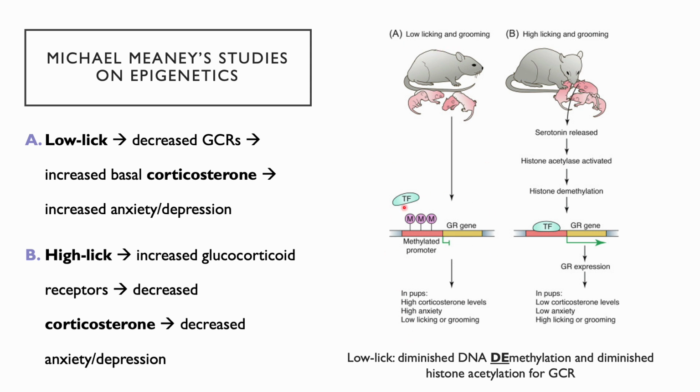Here in image A, in the low licking moms, we can see that methyl groups were added. This methylated promoter region of the glucocorticoid receptor gene decreased the expression of glucocorticoid receptors. So these low licking moms had diminished DNA demethylation and diminished histone acetylation for glucocorticoids. Whereas the moms that were providing more maternal care to their pups actually did induce upregulation, or increase, of glucocorticoid gene expression, which ultimately helped to protect the pups later in life.